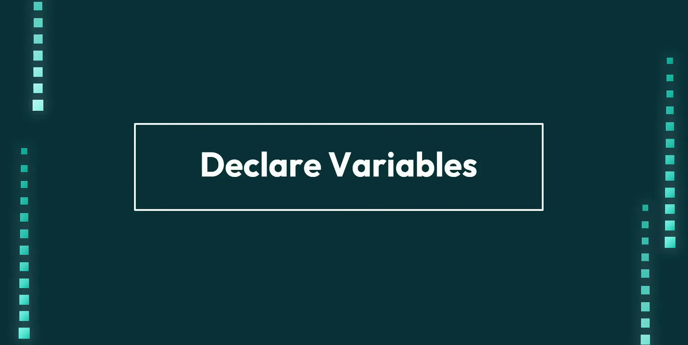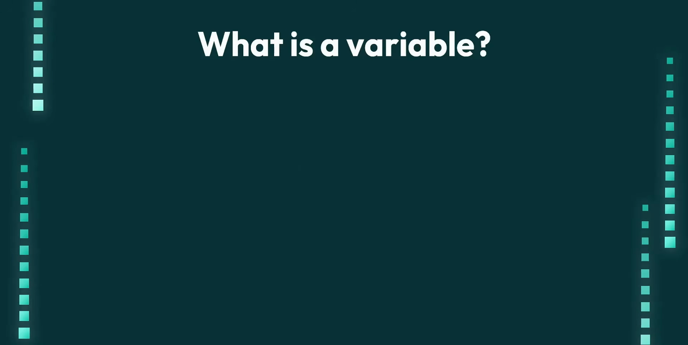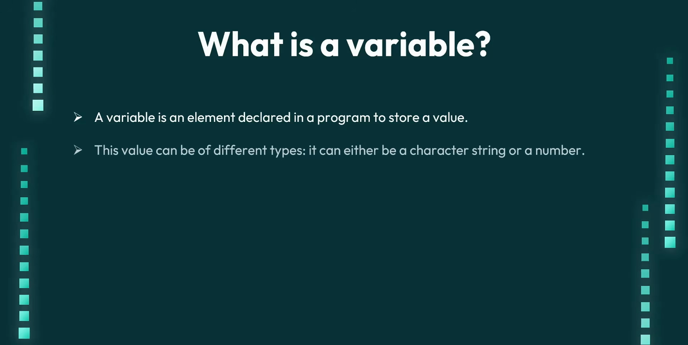In this lesson, we will learn how to declare variables. What is a variable? A variable is an element declared in a program to store a value. It associates a name with a value. This value can be of different types. It can either be a character string or a number. This value can change during the execution of the program, hence the name variable.